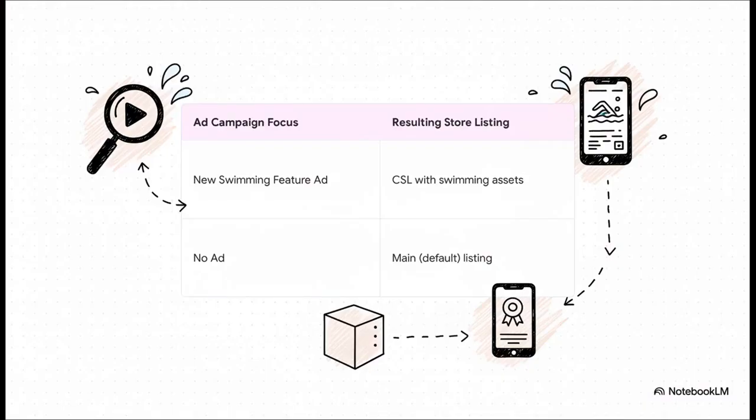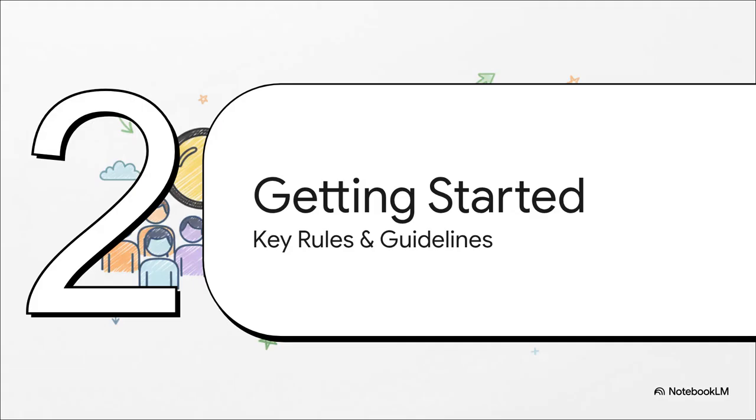And here's that Google Ads integration in action. Let's say you run an ad campaign that's all about a new swimming feature you just launched. Anyone who clicks that ad is taken straight to a custom listing that's dripping with swimming screenshots and details. It just reinforces the ad's message and closes that loop beautifully. All right, are the wheels turning? Getting some ideas? Good. Let's quickly go over the key rules you need to know to get started.